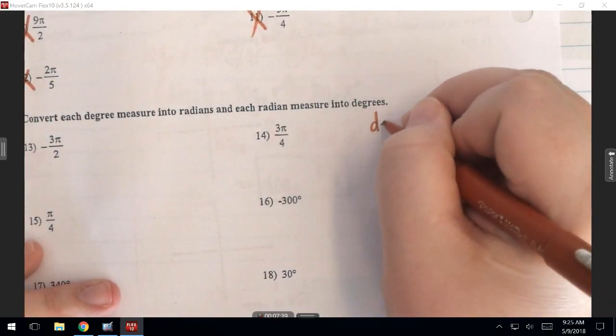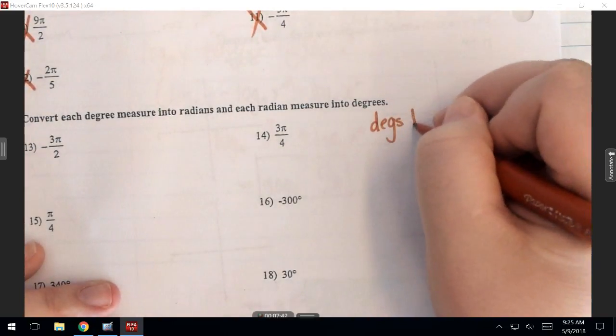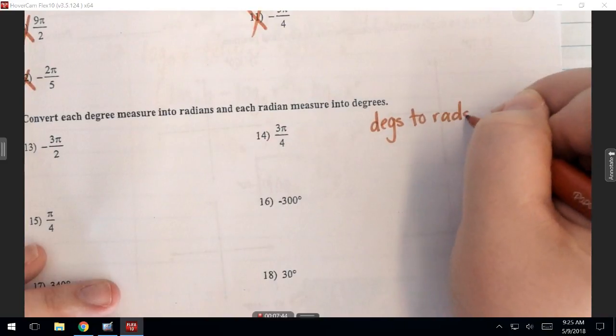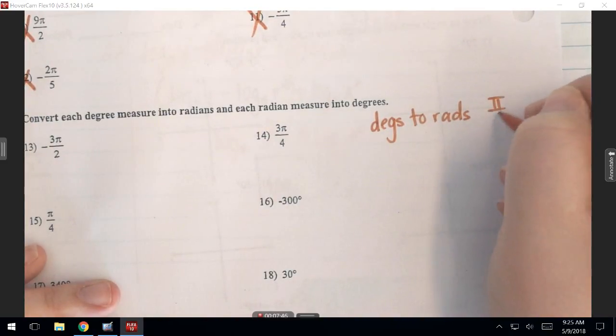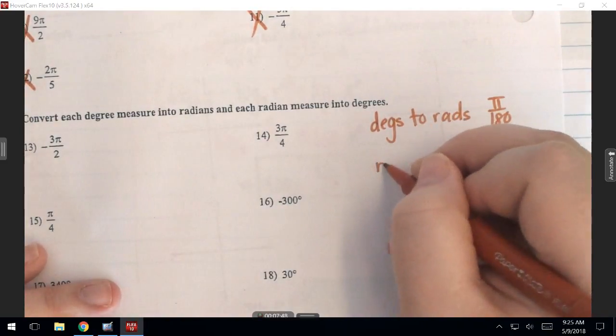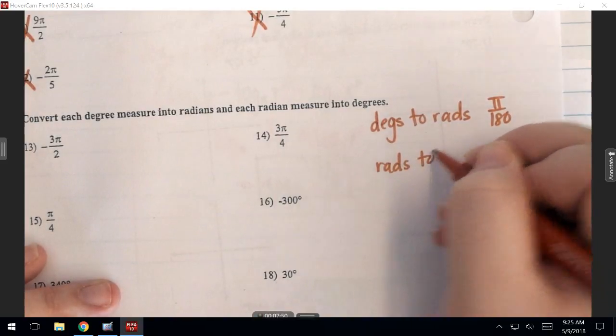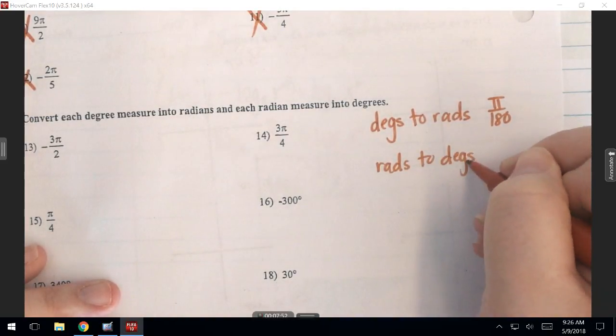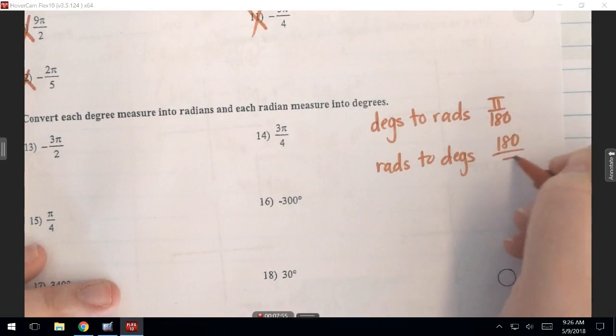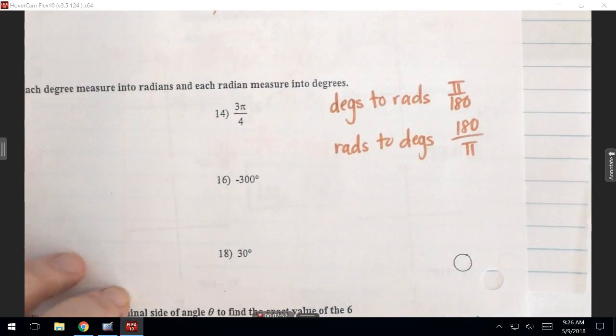So if you're wanting to, and we wrote this down Monday, but just a reminder, degrees to radians. You're wanting to add pi, so you'll multiply by pi over 180. Radians to degrees. You're wanting the pi to go away, so you divide by pi. Regardless, you're using 180 and pi, you're just trying to figure out how to put the fraction.